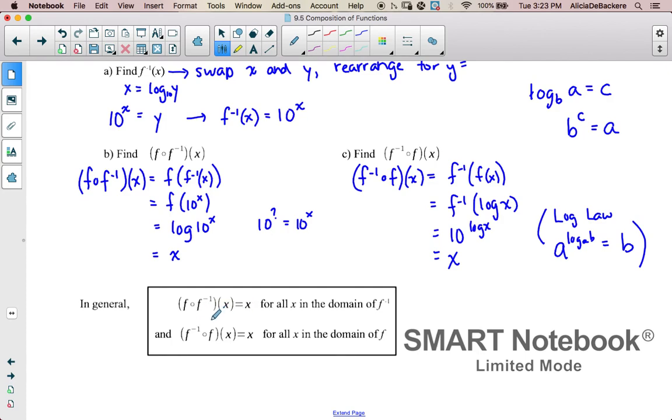And so in general, this is going to work for any function and its inverse pair. If I take an input x and put it into the composition of the function with its inverse, I will get x back as the output. And that's going to be true as long as x is in the domain of the inverse. And then vice versa, if I put x into the function and then take that answer and put it into the inverse function, I'll get x back out. Hopefully this makes sense if you remember what an inverse function does. It does the opposite of what the original function does.